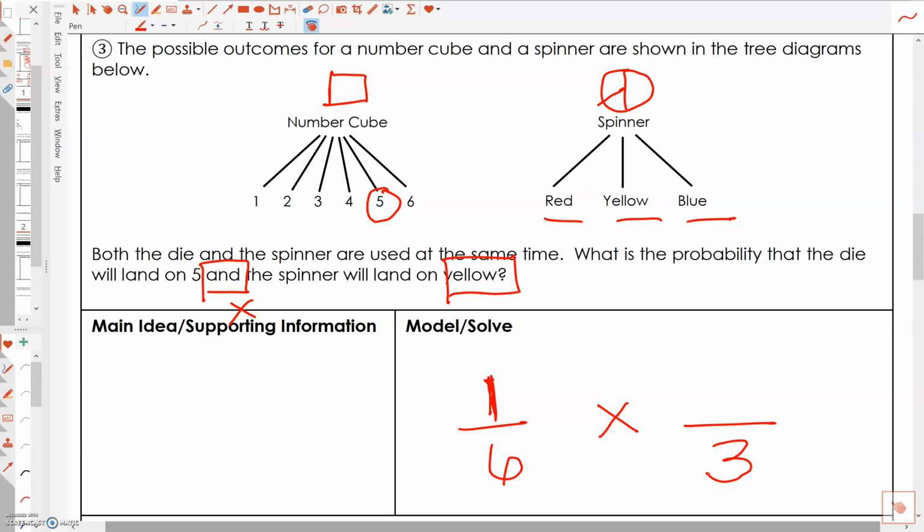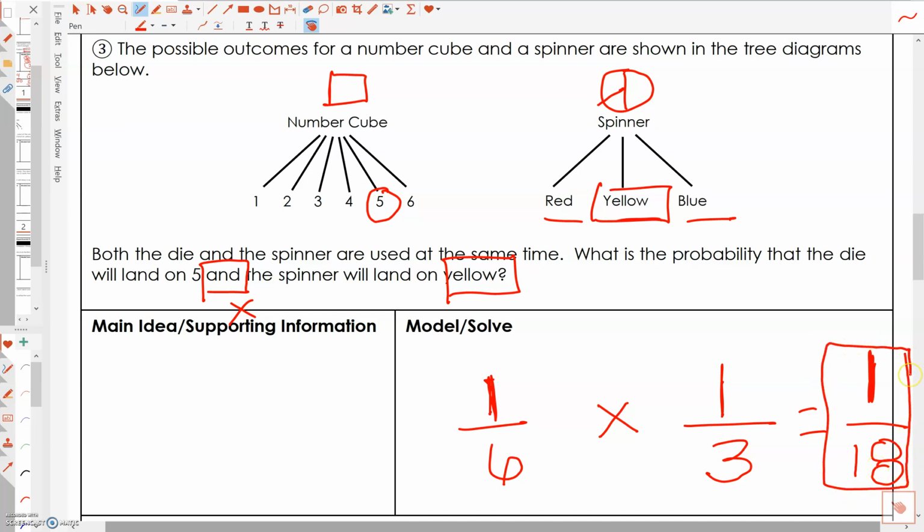All right. Now this spinner doesn't look equal. Pretend it's equal. And how many yellows are there? There's only 1 yellow. So what is the probability that the die will land on 5 and the spinner will land on yellow? Well, we have to multiply both probabilities. 1 times 1 is 1, and 6 times 3 is 18. So the probability for the die to land on 5 and the spinner to land on yellow is 1 over 18.